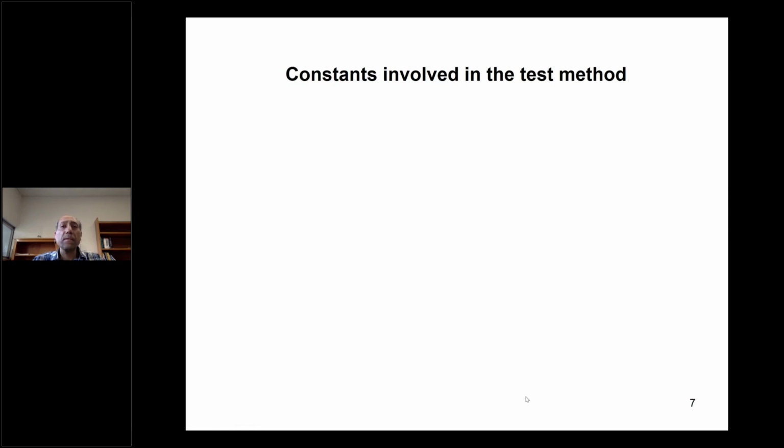The next step is I want to talk about the constants involved in this test method. The first one is the total volume of the ice per thermos. Actually, in all of the cases except one case, we used 33 ice cubes, each of them with a capacity of 1.3 milliliter. As a result, the total volume of our ice cubes was about 43, or 42.9 milliliter.